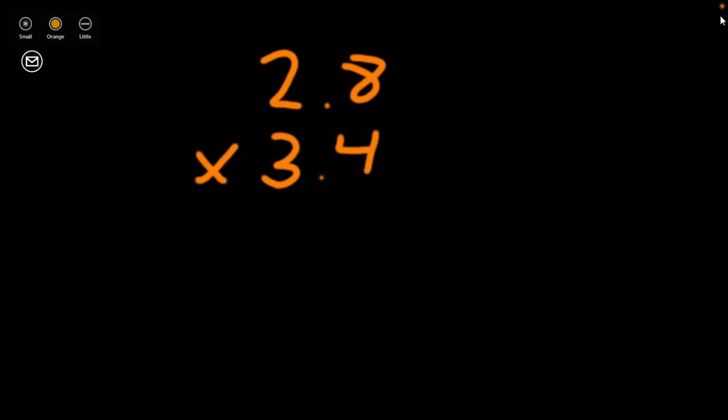This lesson is multiplying two numbers that both have a decimal in them. For the lesson, we're going to multiply 2.8 times 3.4. Now we're going to start with each digit in the bottom number, 3.4, or 3 and 4/10.